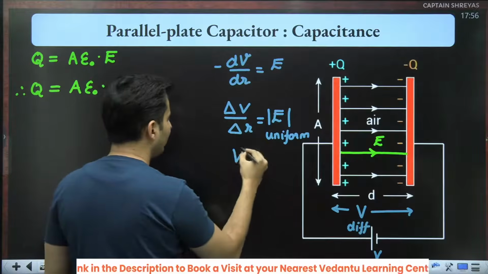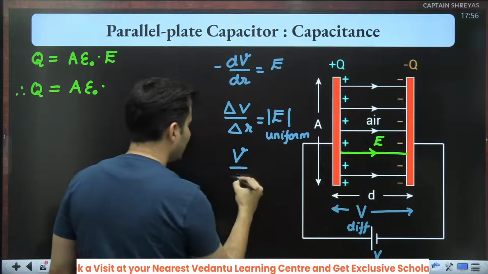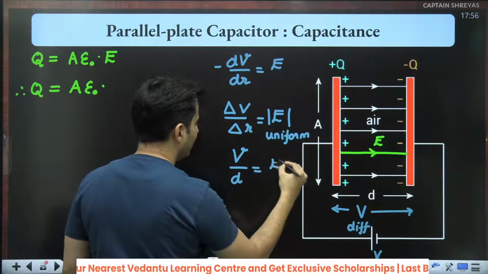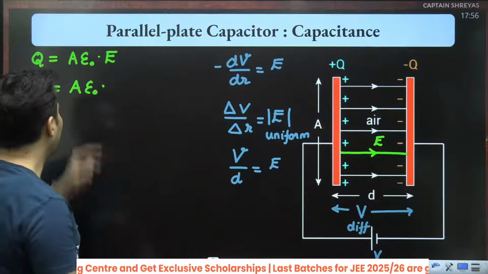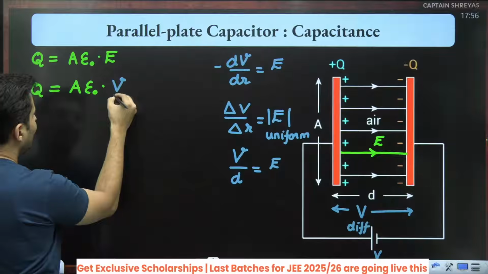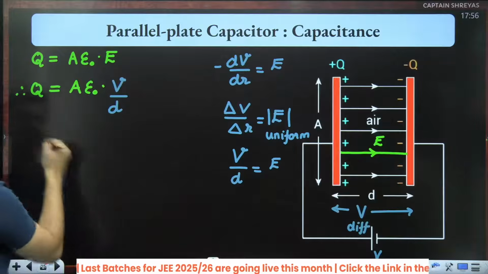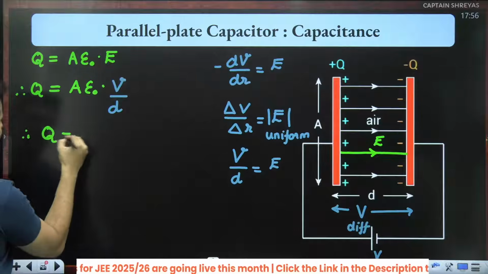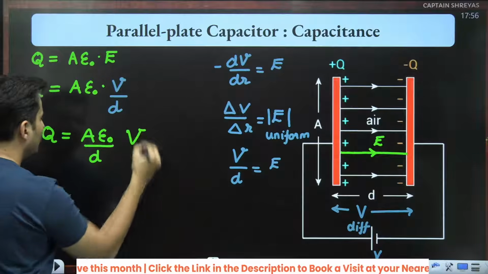How much is the voltage difference? It is V. How much is the gap between these 2 points? It is the distance between the plates. Hence, E is nothing but V by D. So why not put V by D over here? Next step, I'll just rearrange everything. So I will get Q is equal to A epsilon naught divided by D into V.